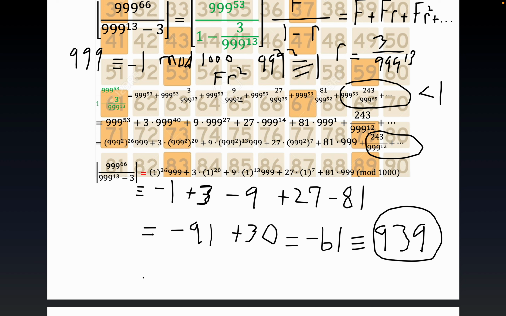Okay? So anyway, that does it, folks. 939. Plug it into your favorite piece of technology to verify that the floor of this giant number has a last three digits of 939.